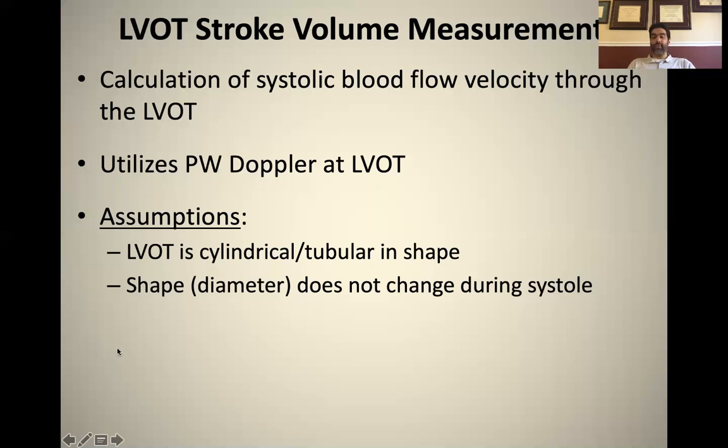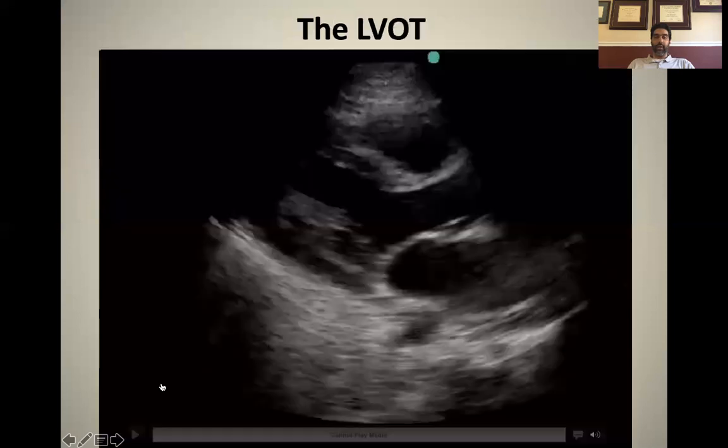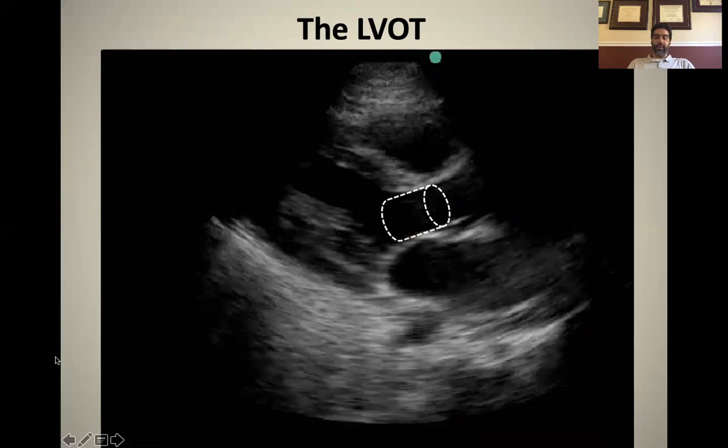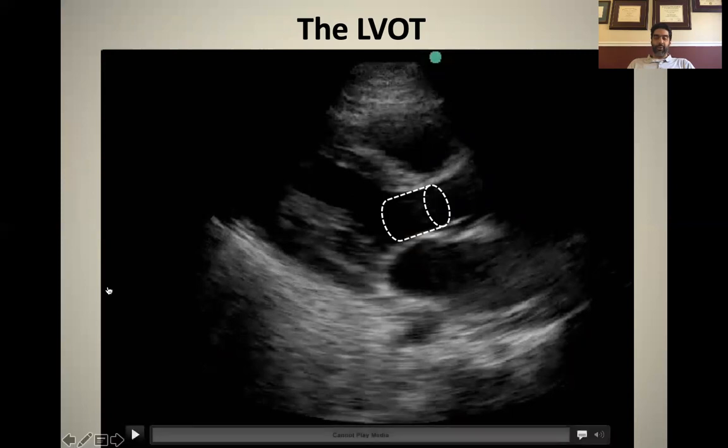And pretty much everybody else, if you can get the views and get accurate measurements, you can use this to measure stroke volume. So here's the LVOT right here. Basically, between the mitral annulus, which is here, and the aortic annulus, which is here, this is your LVOT, your left ventricular outflow tract. And if you can imagine in 3 dimensions, this is what it would look like. This is the tube that I'm talking about here, the LVOT tube.